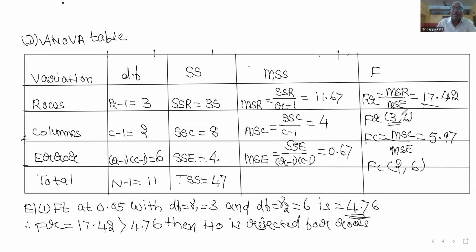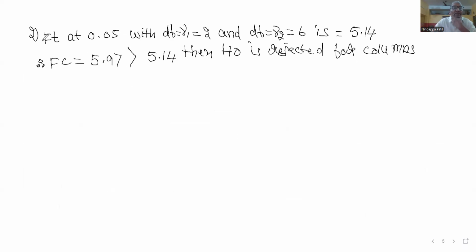You compare this value with the FR value. See, FR is 17.42 and this is 4.76. Look here, 17.42 is greater than 4.76, then H0 is rejected for rows. And similarly, FT at 0.05 with degrees of freedom 2 and 6 is 5.14. Compare this value with the FC value. Look here, FC is 5.97 and this is 5.14. This is greater than 5.14, then H0 is rejected for columns. In this way, you can do it.